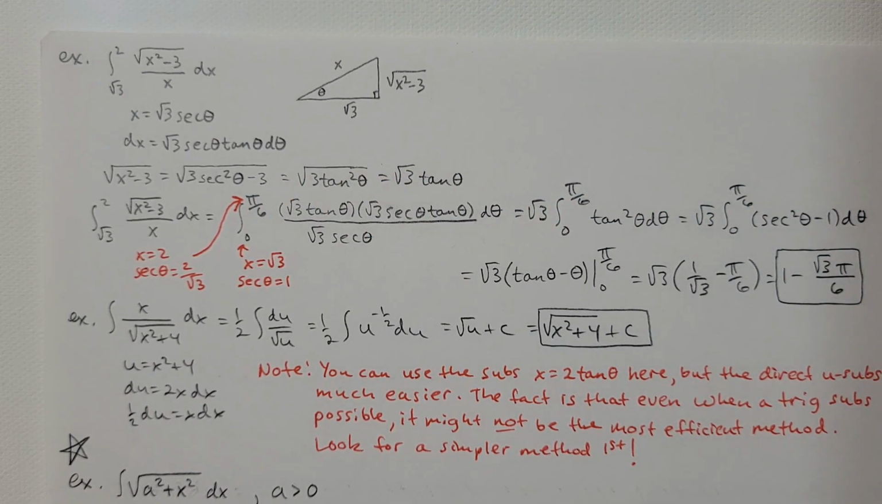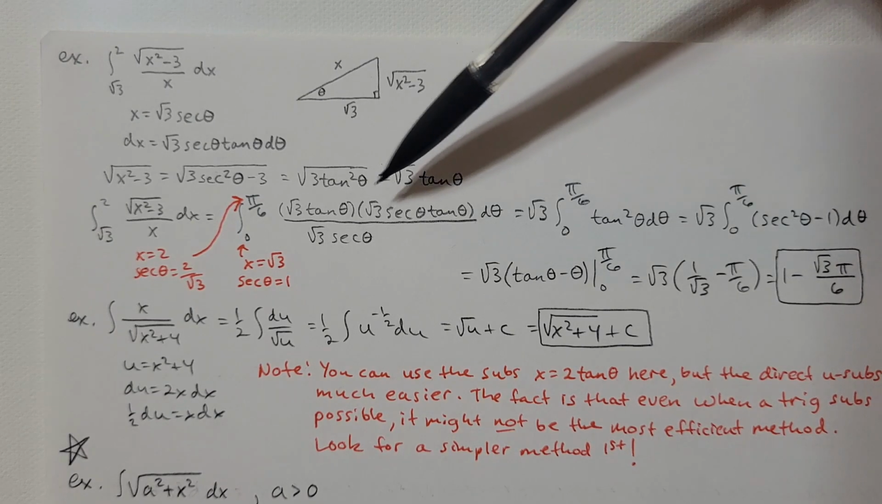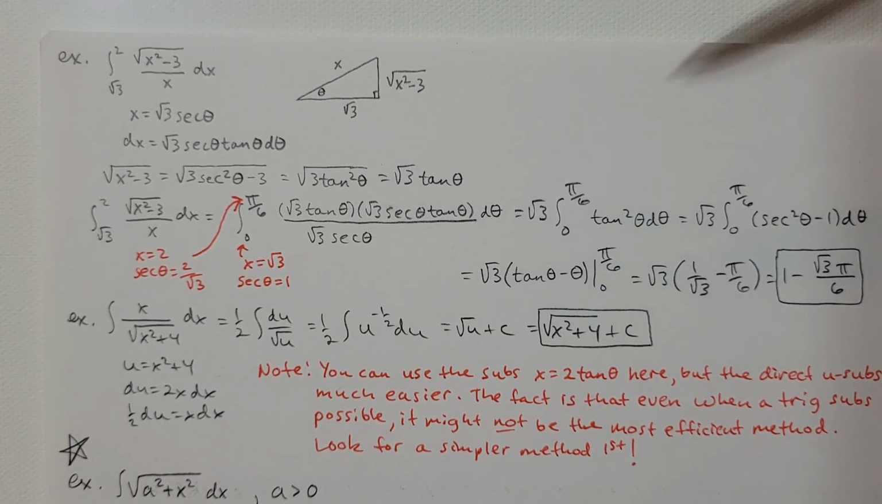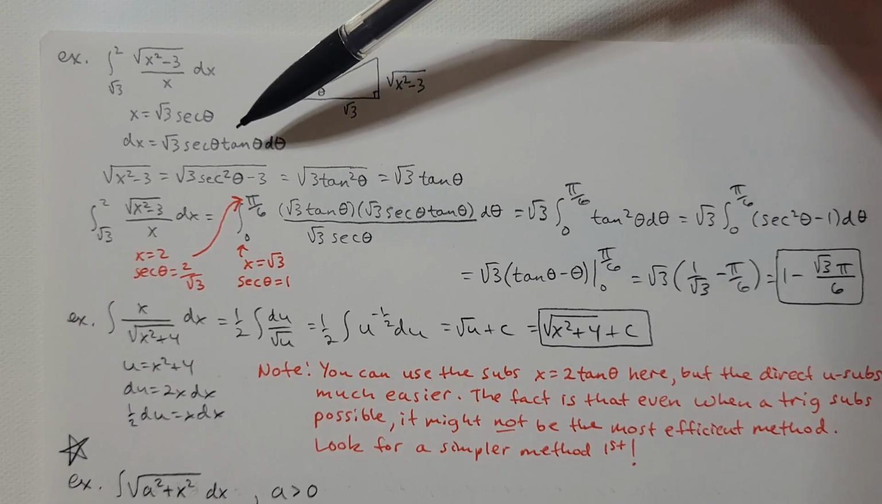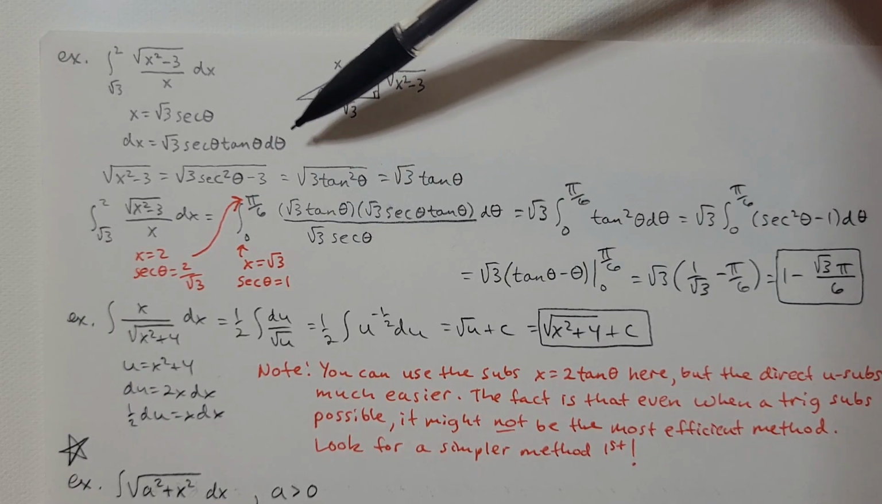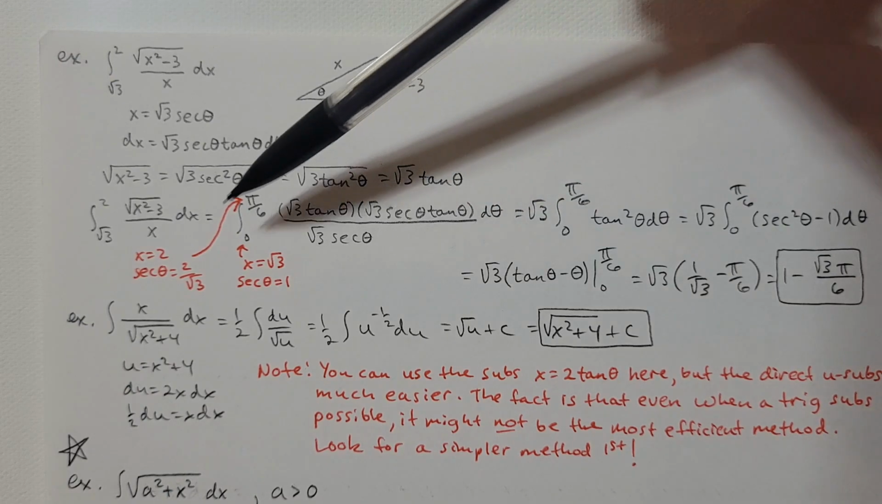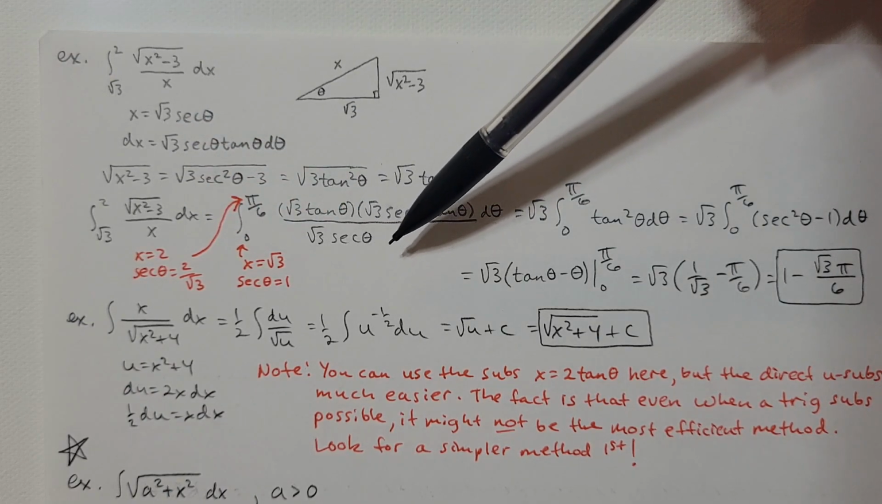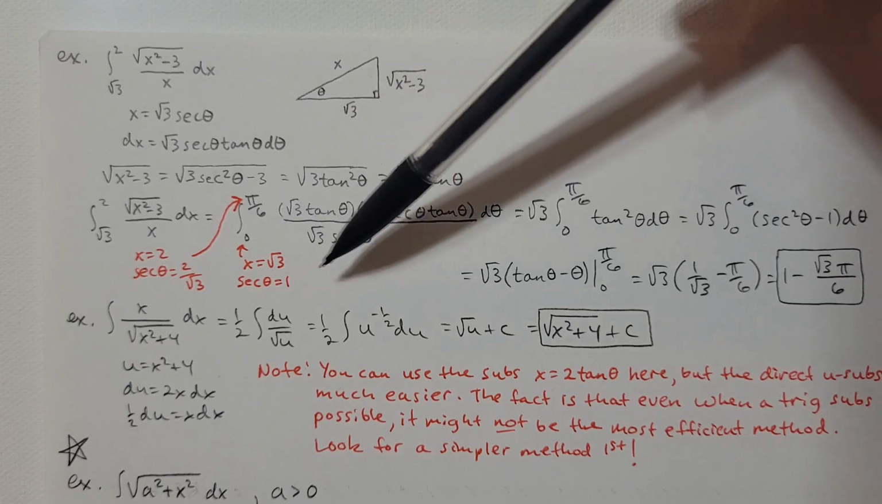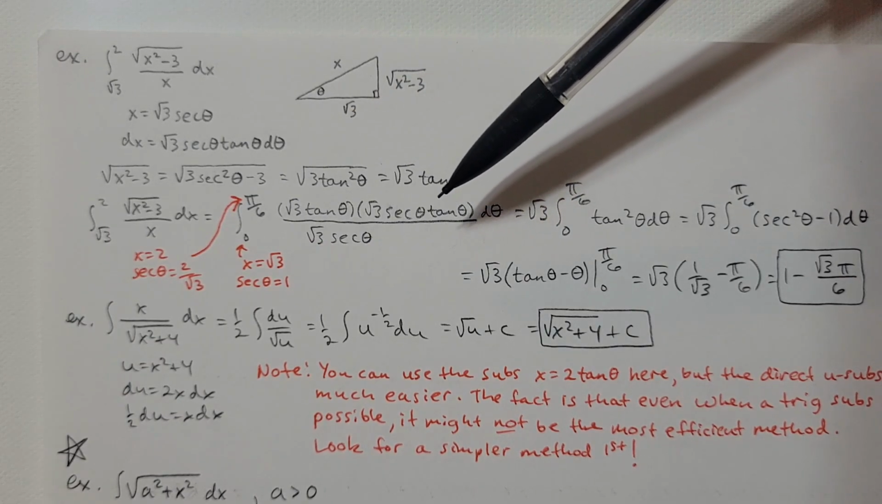The square root of x squared minus 3 is root 3 times tangent theta. The dx part, that's root 3 times secant theta times tangent theta d theta. Okay, and then x is root 3 times secant theta. Okay, so my new integral here is all involving theta.